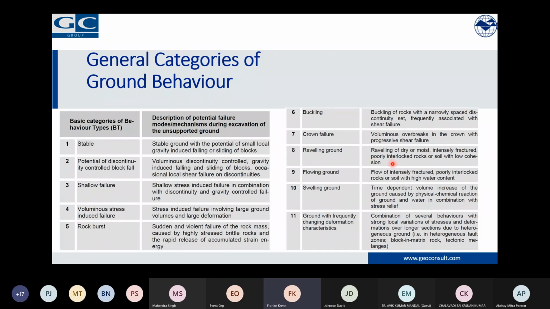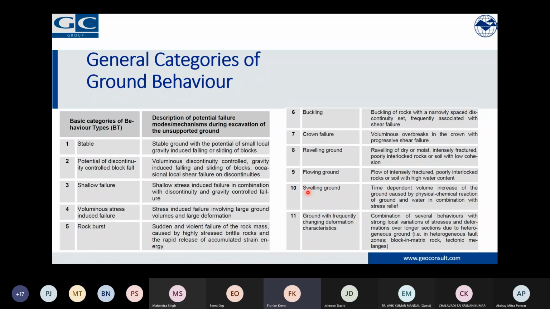Raveling ground, well, this is basically like soil or like a gravel type behavior. And again, it means that the rock is fractured. It can be dry. Water is not required for that, but it's poorly interlocked and it can ravel, and that has to be controlled. Then comes the flowing ground as a behavior type, where we have fractured rock, which is having a high water content, and like a soil, it is just flowing out when, so to say, not supported or treated even.